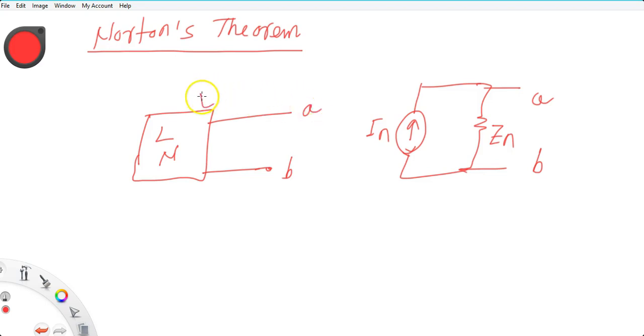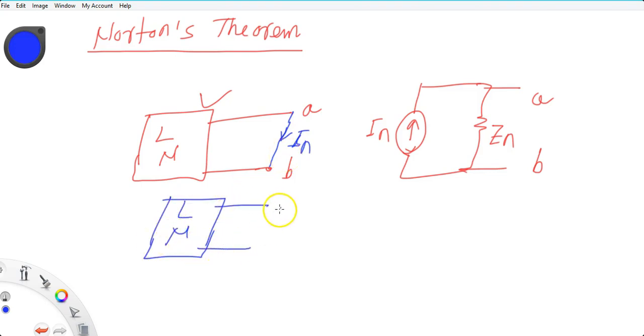So here is the linear network, terminals A and B. What you will do is short this terminal and measure the current. That is your current IN. And the impedance is the same as the Thevenin impedance, looking back from the terminal into the network, and equivalently you show it as IN and ZN. Let us go through an example.